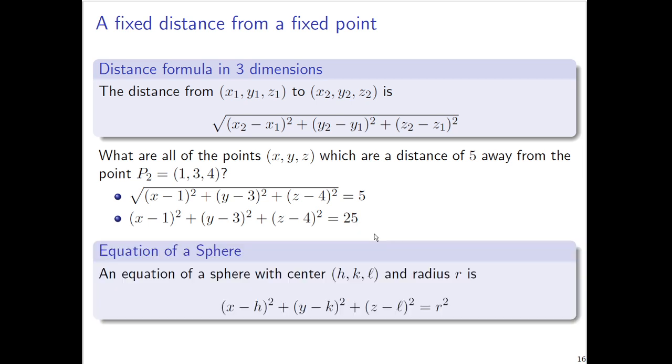And the shape we're actually talking about here, if you're in three-dimensional space, all the points that are exactly 5 units away from the point (1, 3, 4) ends up forming a sphere, right? This is a sphere of radius 5, whose center is at (1, 3, 4).